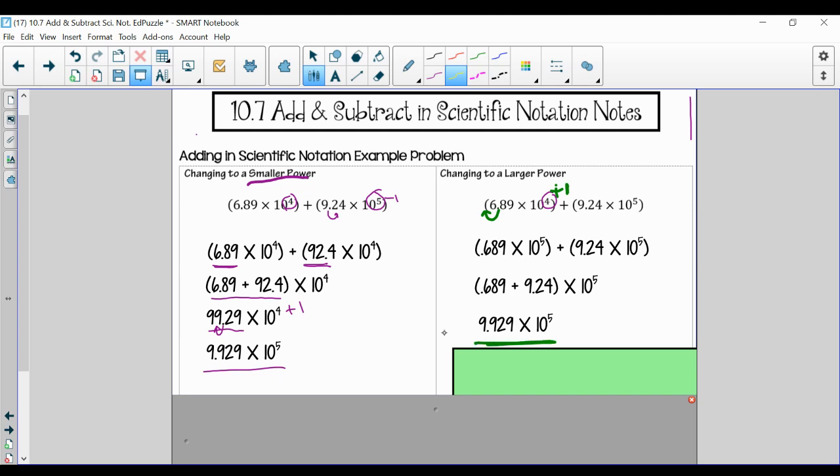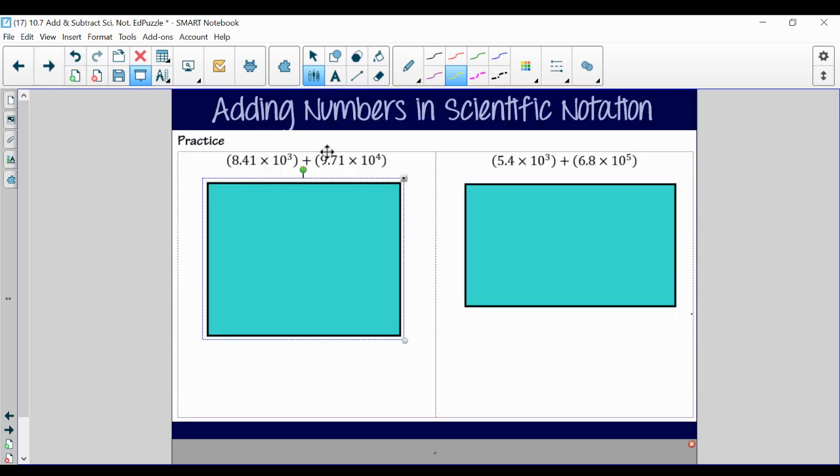Obviously, we should get the same answer as over here because it's the same problem, but you can see two different ways of doing this. In this case, I actually prefer going to a larger power because I recognize that in doing that, I'm not going to have to convert to scientific notation at the end of this problem. It's already in scientific notation, and you'll start to see that pattern. All right, so we're going to try these two.